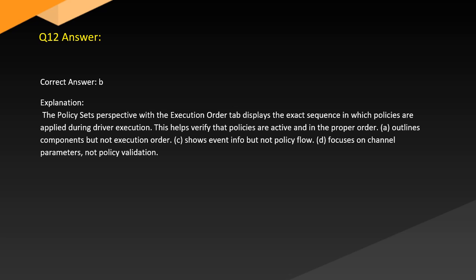Answer. Correct answer: B. Explanation. The policy sets perspective with the execution order tab displays the exact sequence in which policies are applied during driver execution. This helps verify that policies are active and in the proper order. A outlines components but not execution order. C shows event info but not policy flow. D focuses on channel parameters, not policy validation.